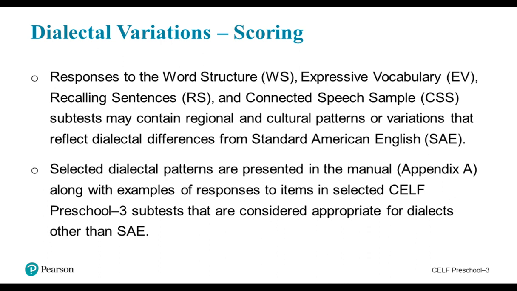And of course, we consider dialectal variations when scoring. So responses to the word structure, expressive vocabulary, recalling sentences, and connected speech sample subtests may contain regional and cultural patterns of variations that reflect dialectal differences from standard American English. So if a child's variation is appropriate to the child's language background, you would score it as correct. Selected dialectal patterns are presented in the manual along with examples of responses to items in the word structure subtests that are considered appropriate for dialects other than standard American English.